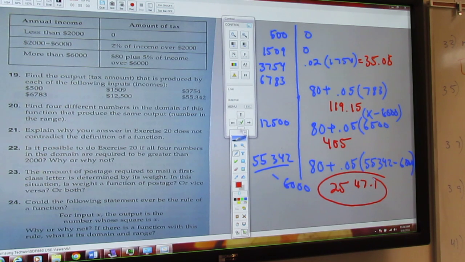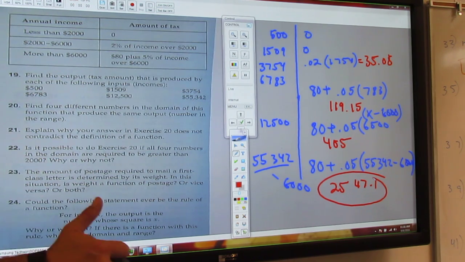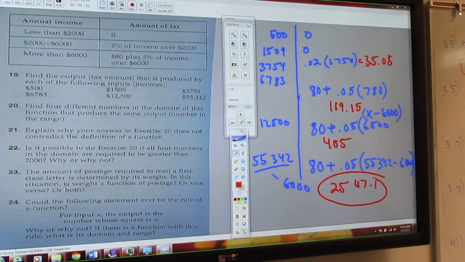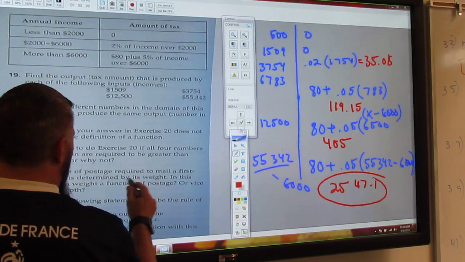23. The amount of the postage required to mail a first-class letter is determined by its weight. In this situation, is weight a function of postage or vice versa? The amount of postage required to mail a first-class letter is determined by weight. So you know how much it weighs, and then you can figure out the amount. So the amount is an output. The input is weight, correct?